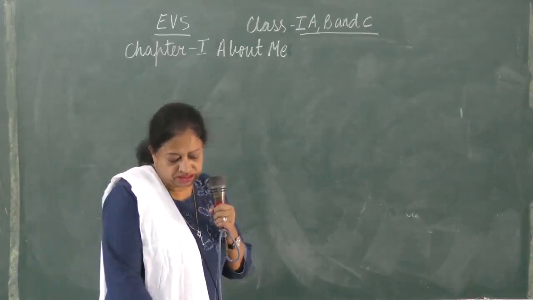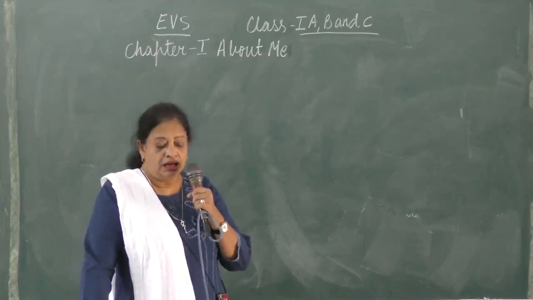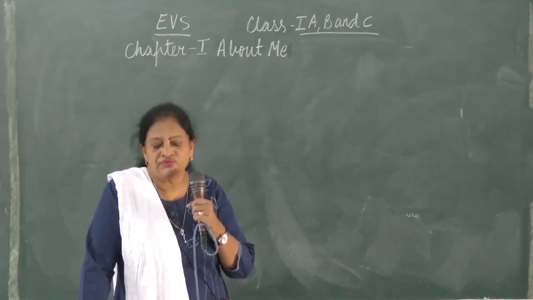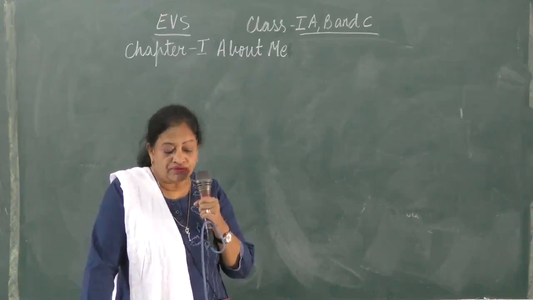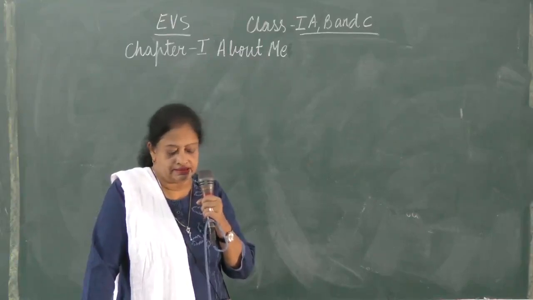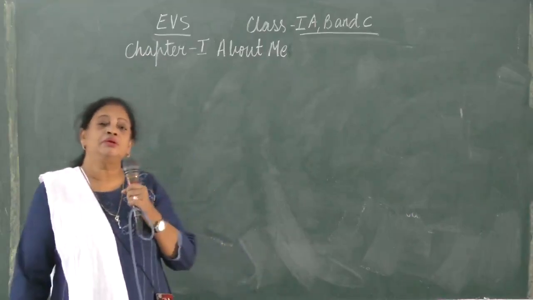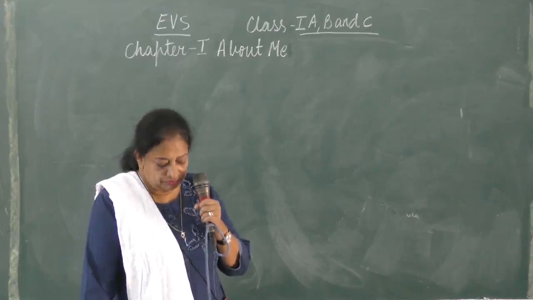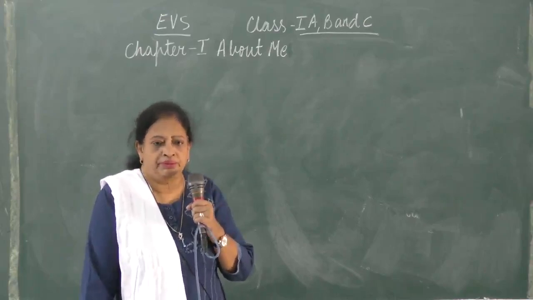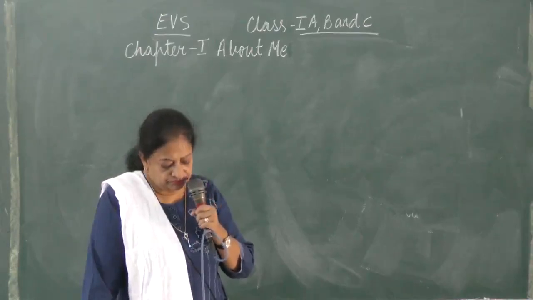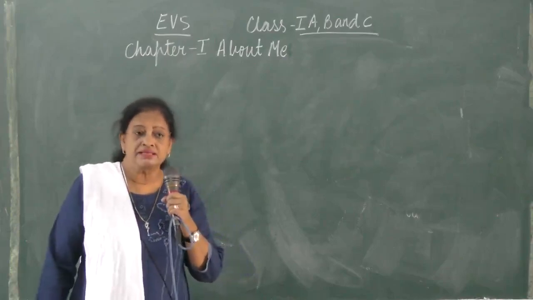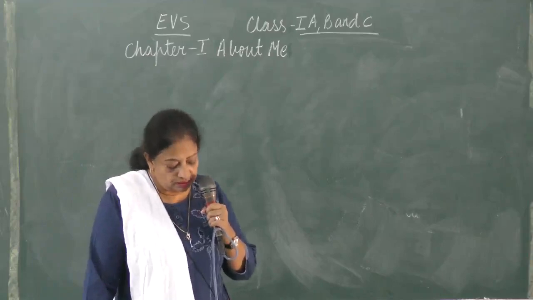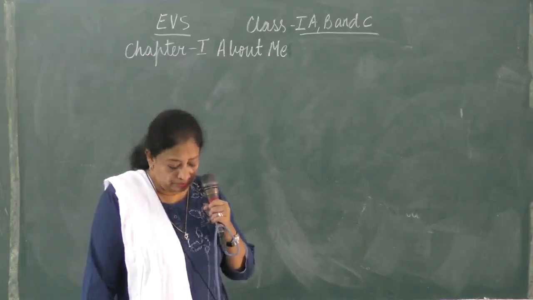Then you are going to see about your friends, how many friends you have, what eyes they have, how thin or fat they are, how fair they are, how curly their hair is. Then you're going to see about your hobbies. What are your hobbies? Now, children, what is called a hobby? Activities that we do in our free time are called hobbies.